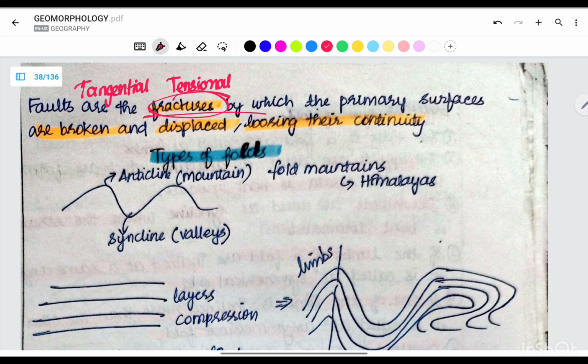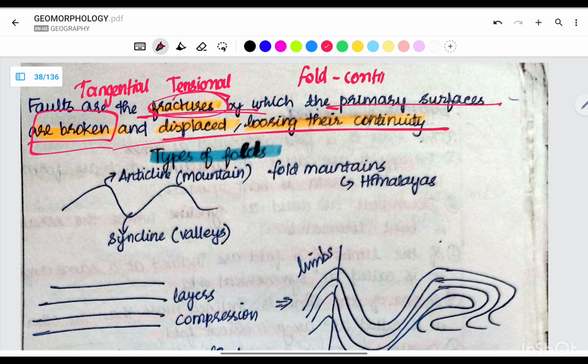So the fault is a fracture in which the primary surfaces are broken and displaced, losing their continuity. So in the fold we have continuity, but in the fault we do not have continuity. There is no continuity in the fault.